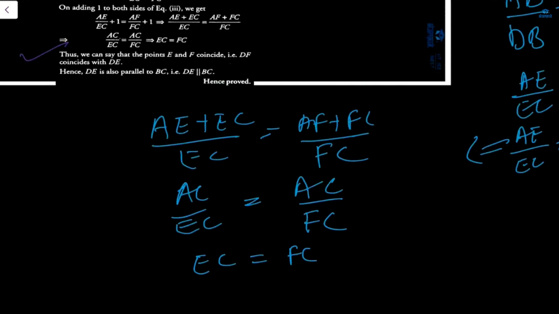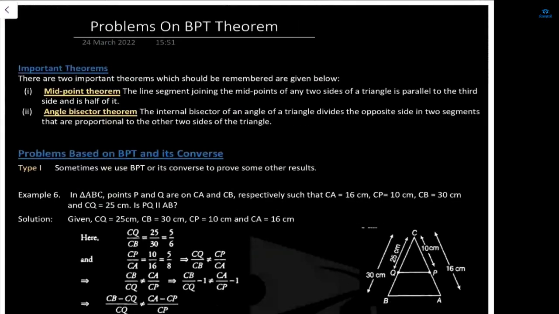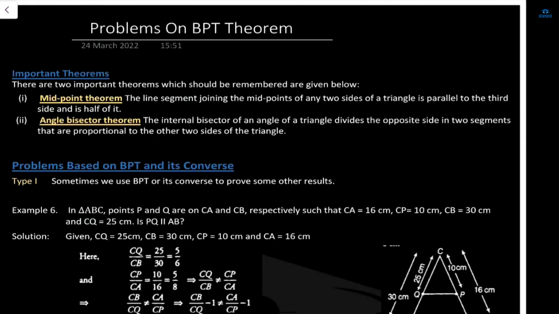BPT, or you can say Thales theorem, and converse of Thales theorem. Now some important theorems that you should remember. That is the midpoint theorem. What does the midpoint theorem say? That a line segment joining the midpoints of any two sides of a triangle is parallel to the third side and half of it.